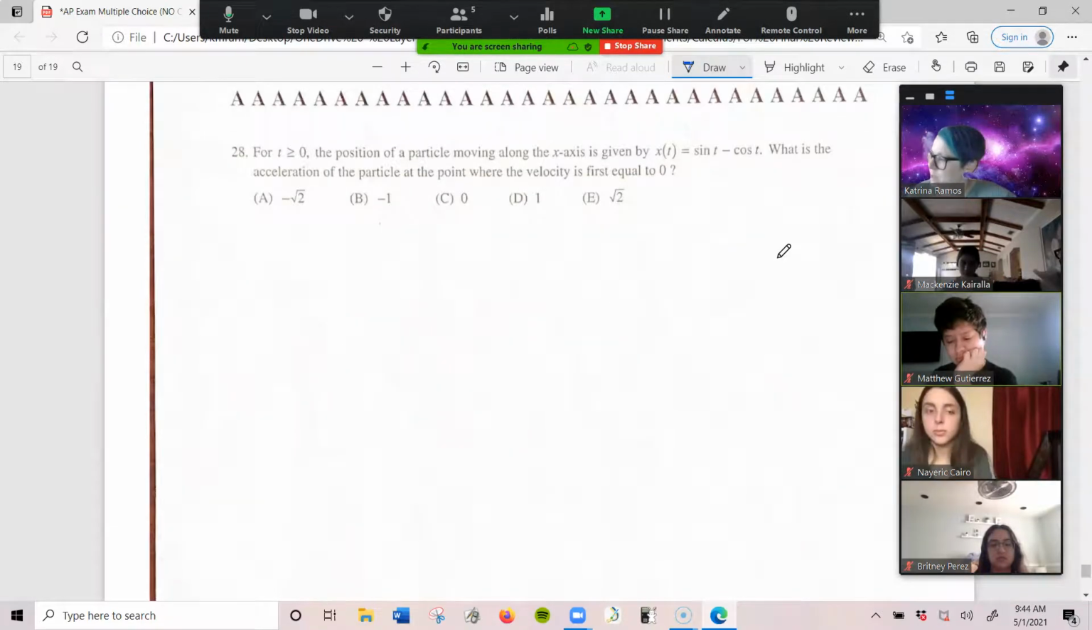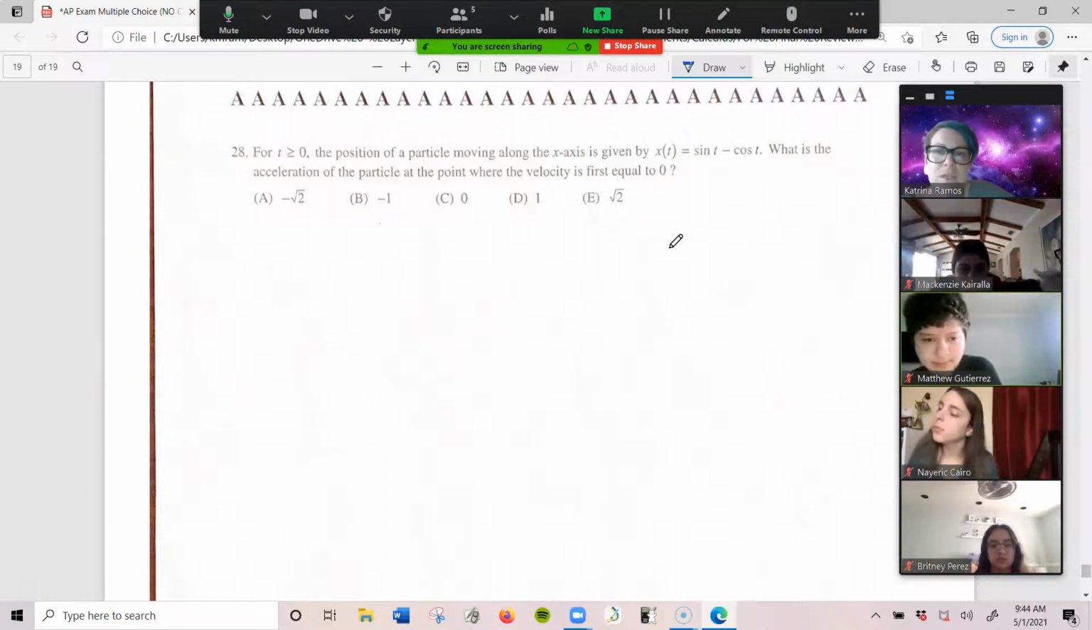Okay, this is, I believe, the last question in this part, and then we have a few minutes left. We'll discuss it after. Okay. For t greater than or equal to 0, the position of a particle moving along the x-axis is given by x of t equal to sine t minus cosine t. What is the acceleration of the particle at the point where the velocity is first equal to 0?